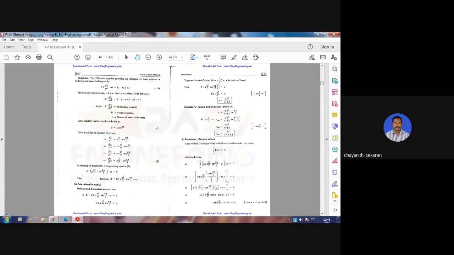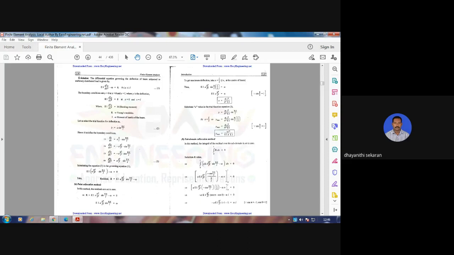Then again we do d³y/dx³. Differentiating sine gives cos, and minus is already there, so it continues: minus Aπ³/L³ cos(πx/L). Again d⁴y/dx⁴: differentiating cos we get a minus sign, and minus into minus is plus, so Aπ⁴/L⁴ sin(πx/L).